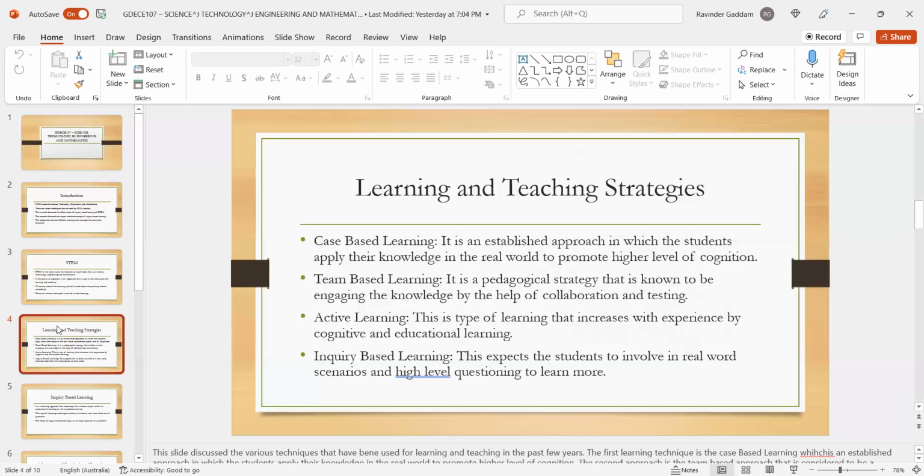And some benefits of inquiry-based learning are that it helps children to think, ask questions and think differently. It helps children to learn and think scientifically.